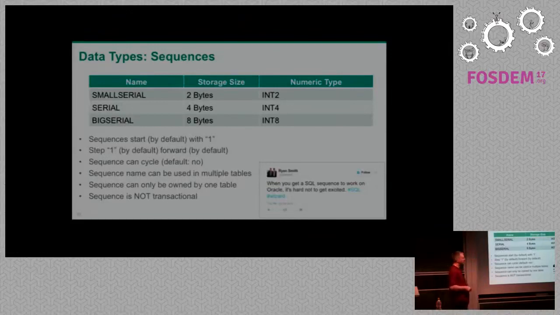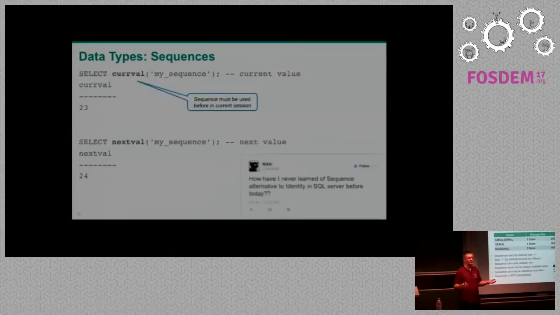A sequence is not transactional. So anytime you receive a value from a sequence, it's gone. It's never rolled back. So you will have gaps. Like if you roll back a query and you received 50 or 100 sequence values, they are gone.